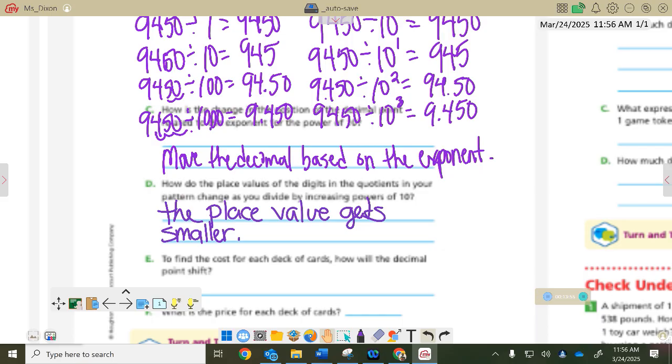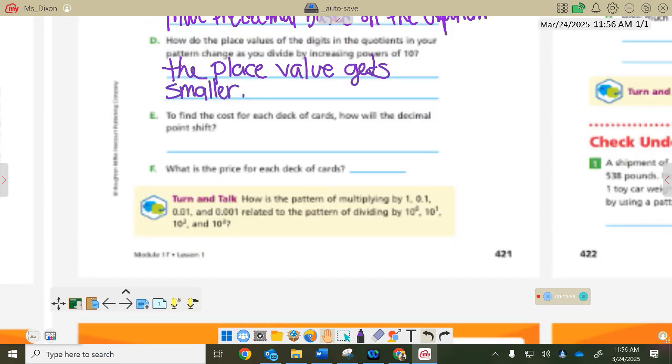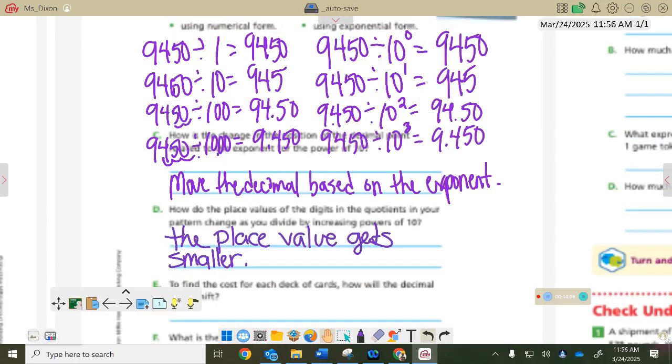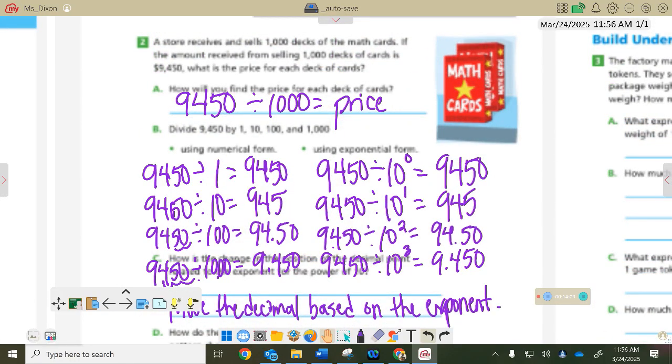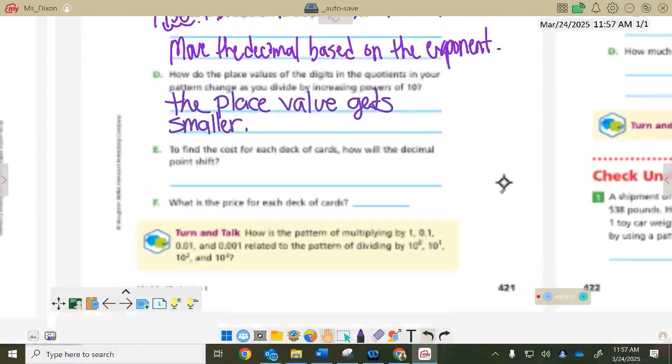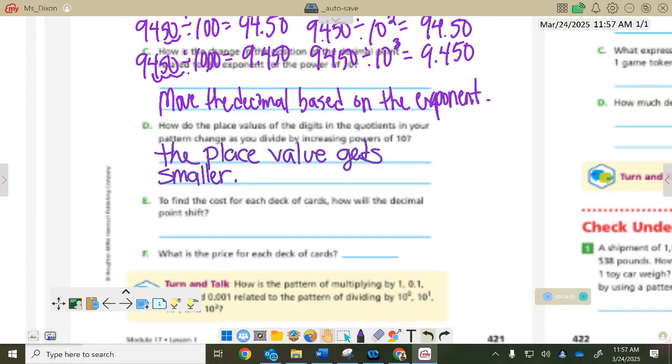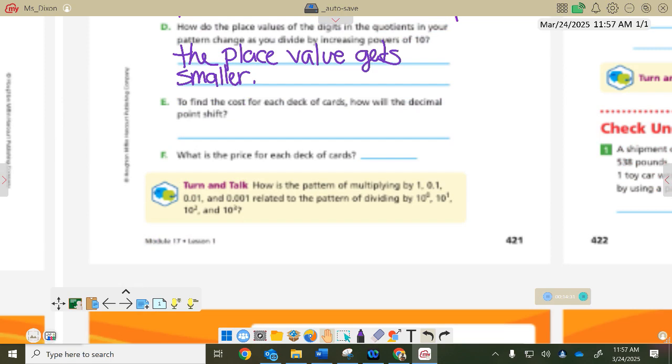It got smaller. Alright? To find the cost of each deck of cards, how will the decimal point shift? Look back at your original equation that we wrote. What are we dividing? 9,450 divided by 1,000. Right? Okay? Look at your pattern. What's going to happen to the decimal place? It's going to do what? It moves 3 times to the left.